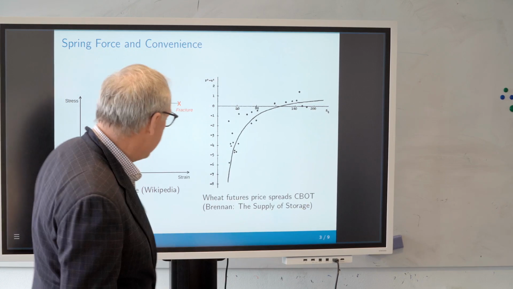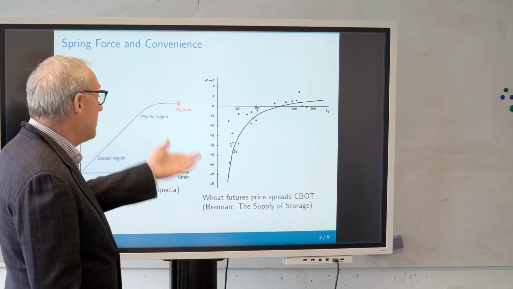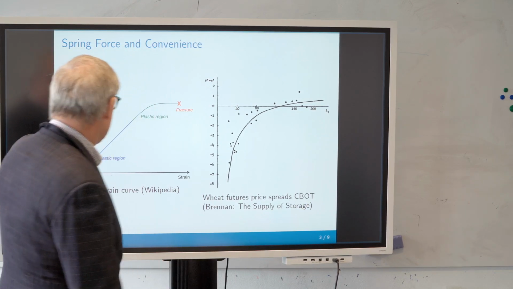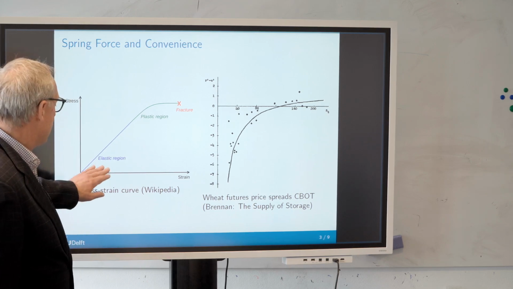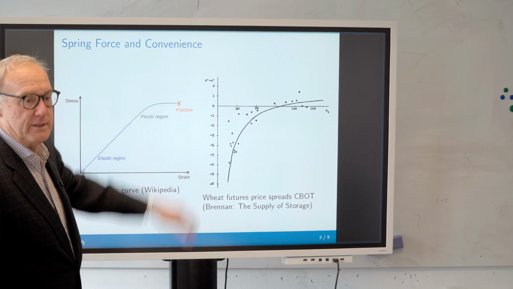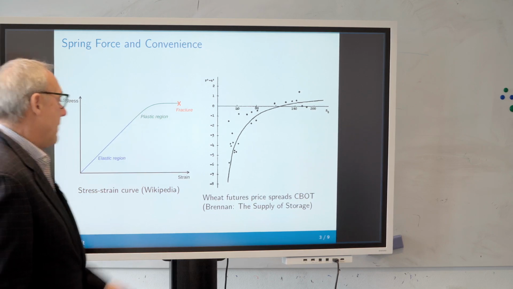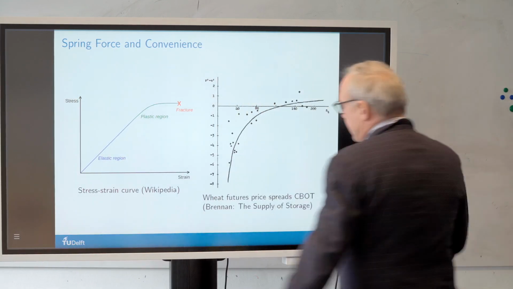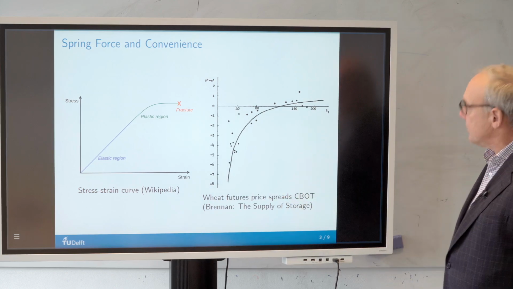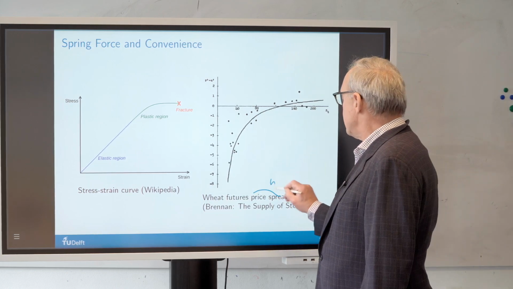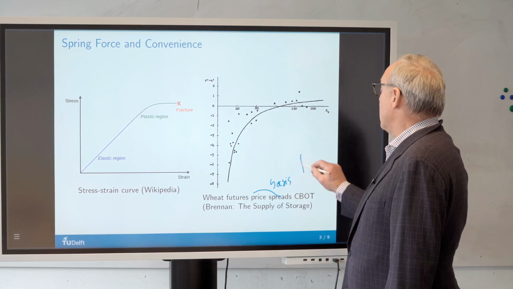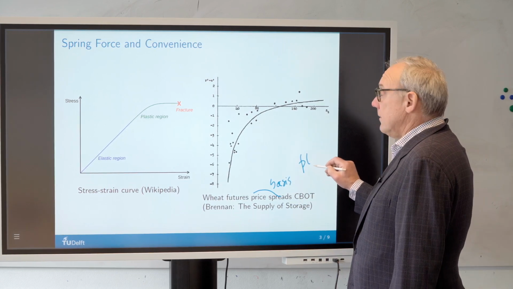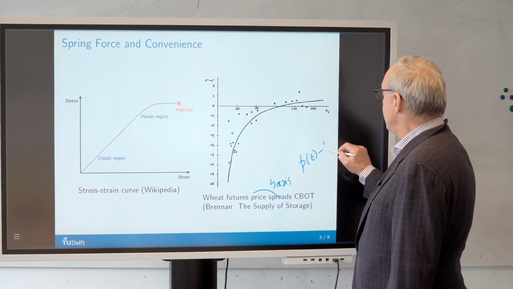So here I've got two figures. This is the stress-strain curve, which you can get from Wikipedia, so you can see the elastic region and then the plastic region. And these are futures price spreads. They use the price spread. This is also called the basis. We'll talk about that. And that is the spot price minus the future price.